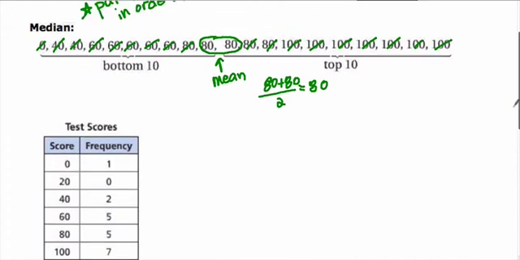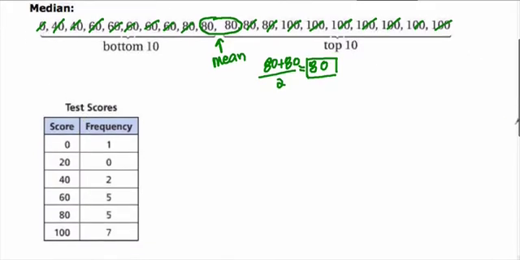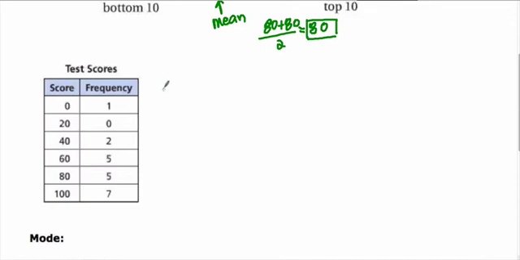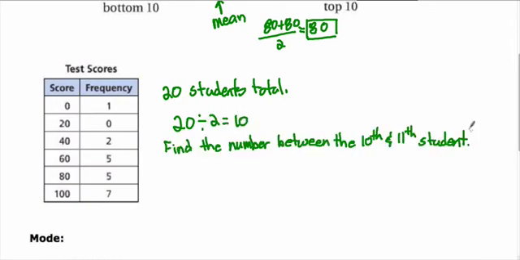All right, but I'm going to show you how with this table we could have found it. When we have a table, you don't necessarily have to put them in order here. So we found 80 here. But if we want to find it from the table without taking all these numbers out of the table and writing it out, we can just figure out, well, if there's 20 students total, we need to find the number between the 10th and the 11th students, so half of 20. So I take 20 divided by 2 equals 10. So find the number between the 10th and 11th student.